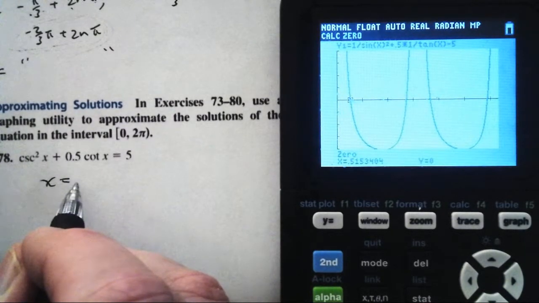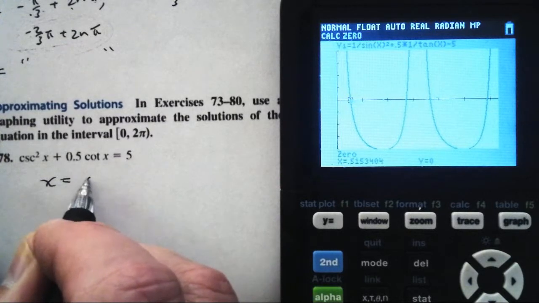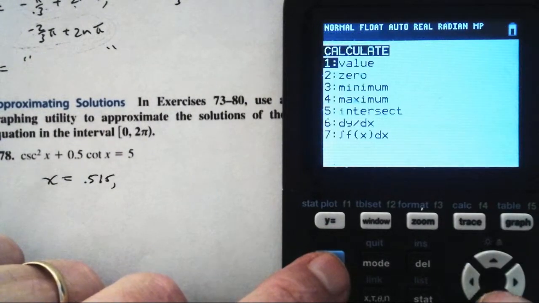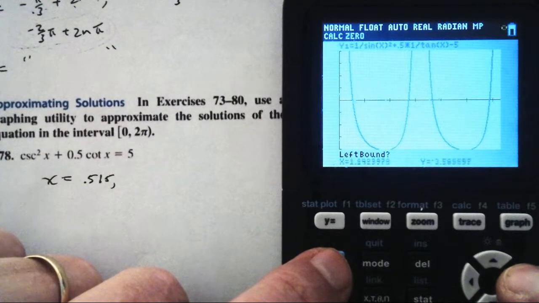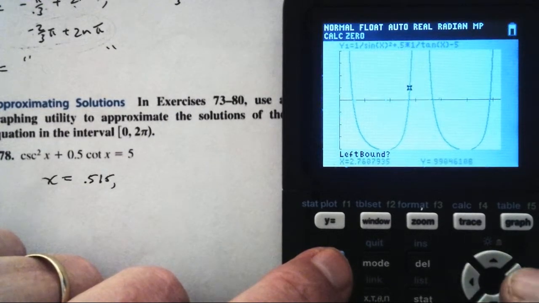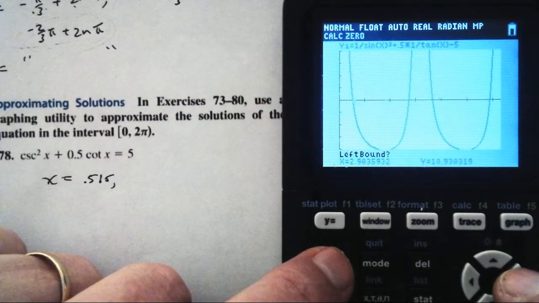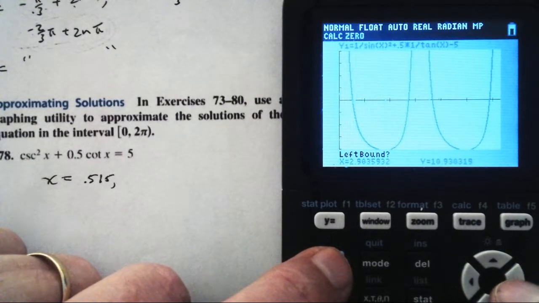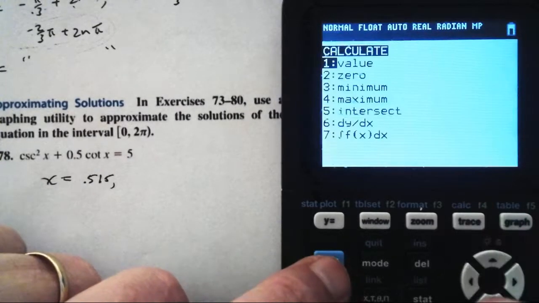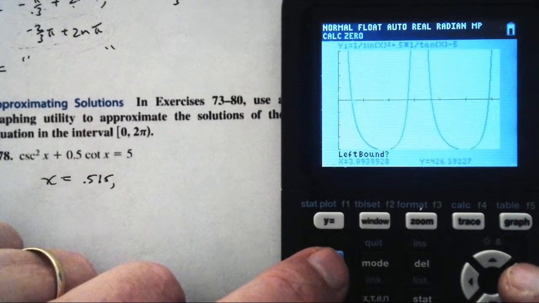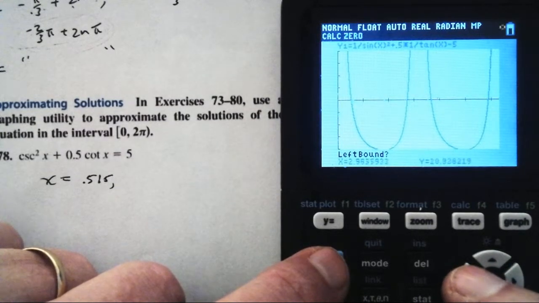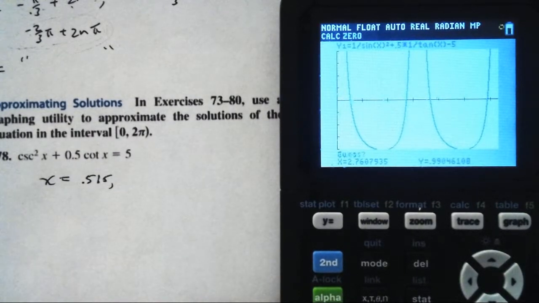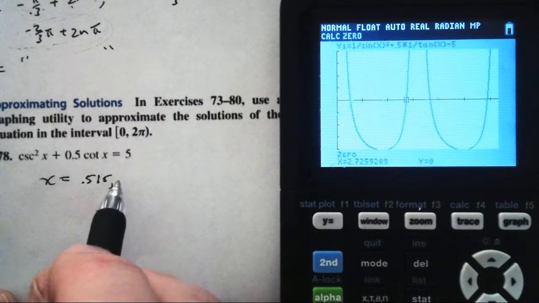x equals, approximately, let's go 3 decimals, 0.515. Second calc 0. To the left of the 0, to the right of the 0. Wow, where'd I go here? Let's try that again. Left bound. Am I not in second calc 0? Now let's do it again. Second calc 0. Let's try that again. Left bound. I was hitting second. Silly. And we get 2.726.